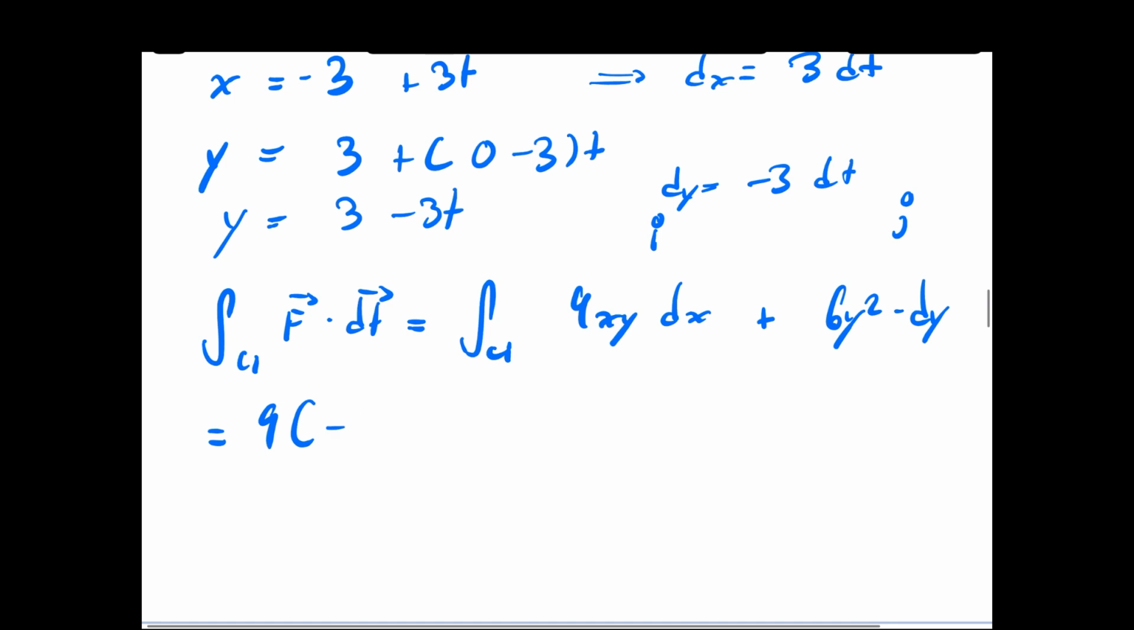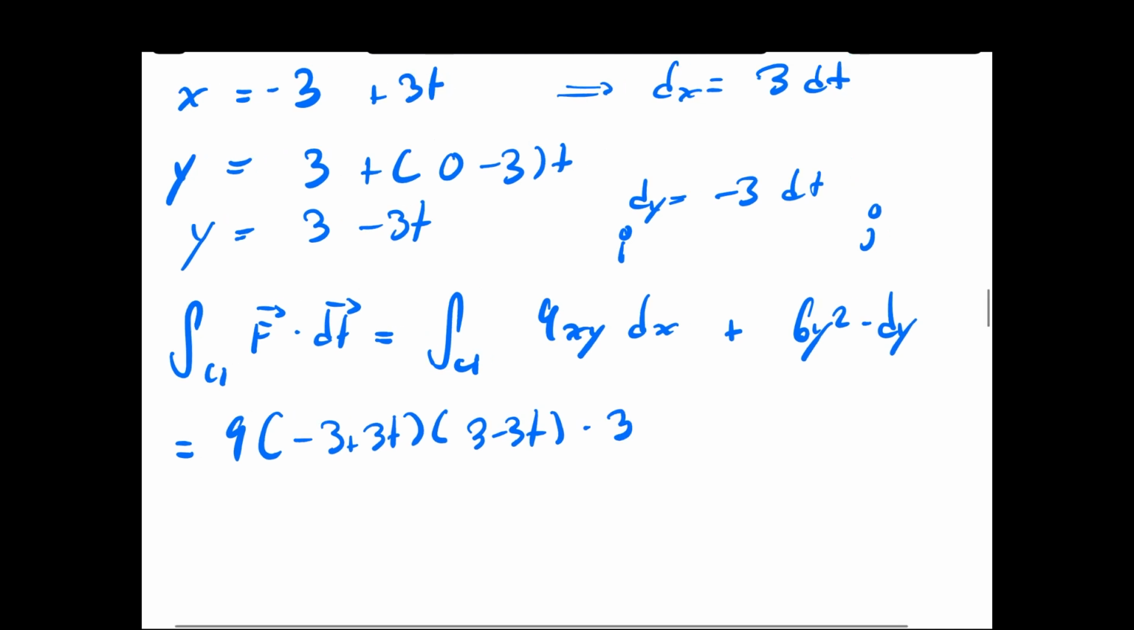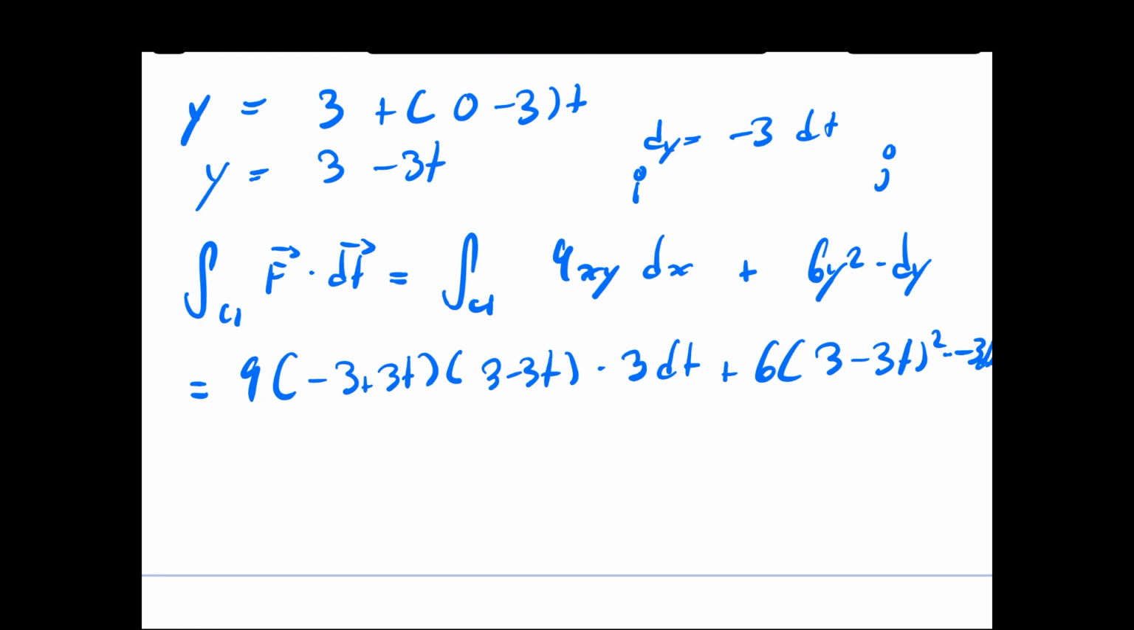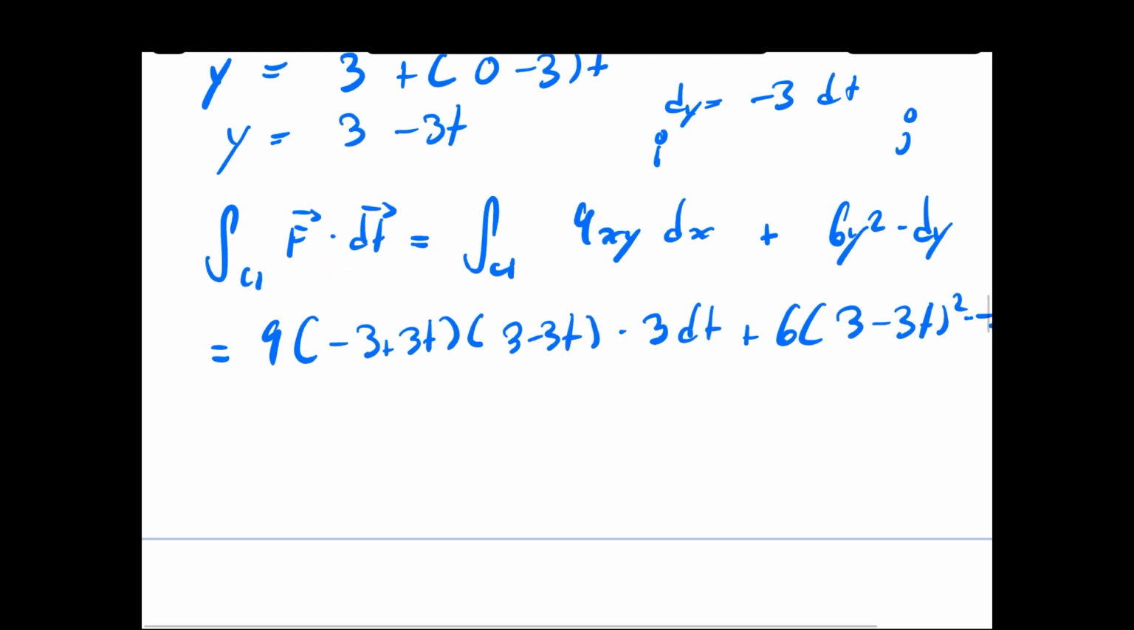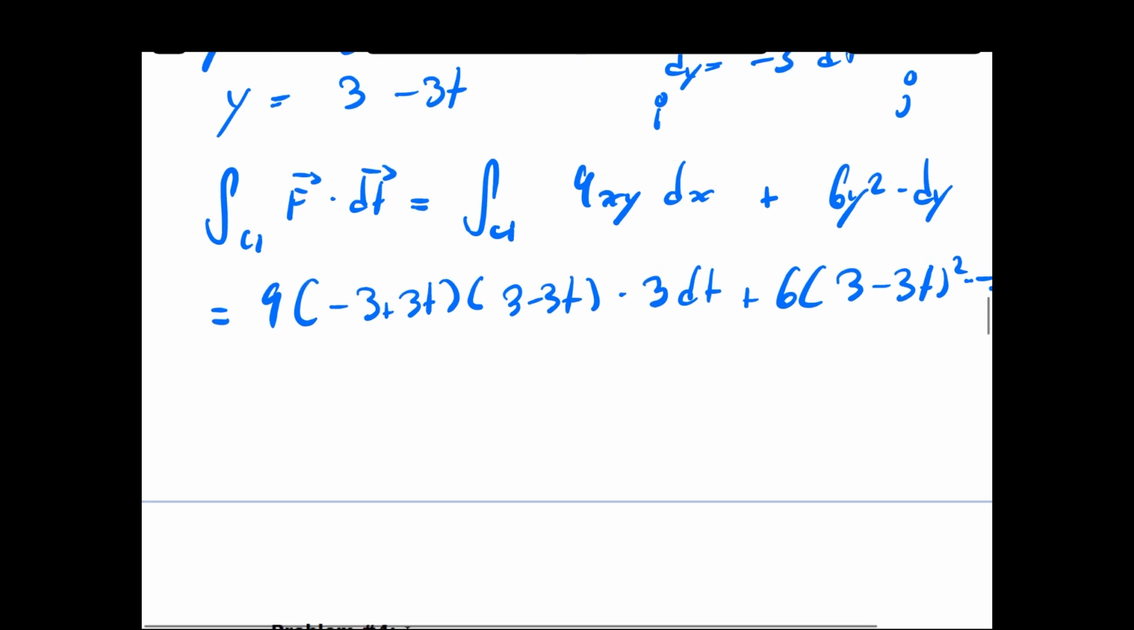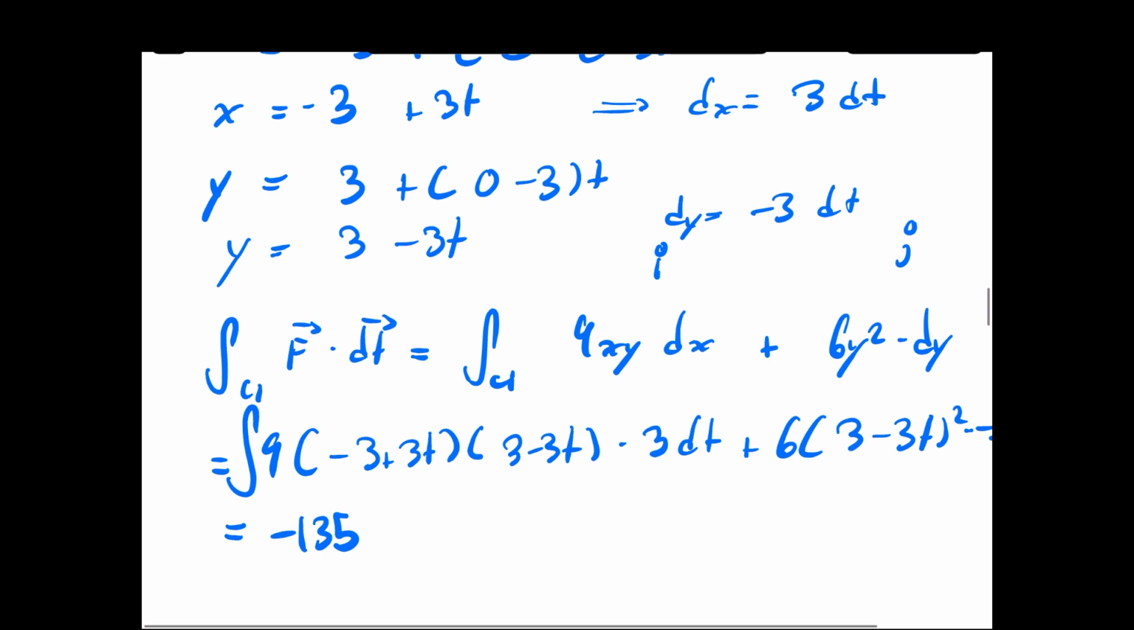So -3 plus 3t times 3 minus 3t times 3 dt plus 6 times 3 minus 3t squared times -3 dt. Okay. So you're going to expand all of that out and then evaluate it under the integral. Eventually you'll get down to a number, and for me, for C1, it was -135. Remember, you're taking this with respect to 0 to 1 for everything.